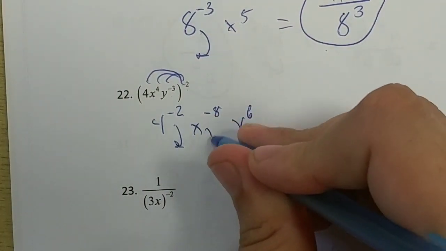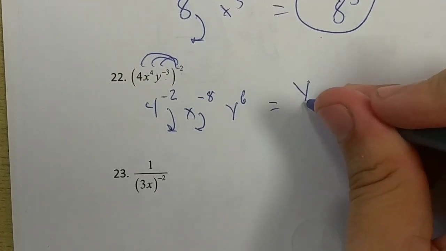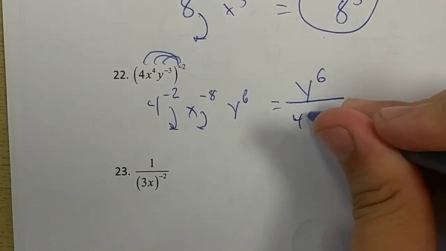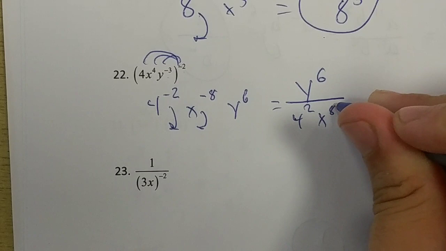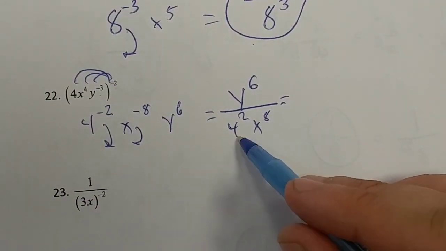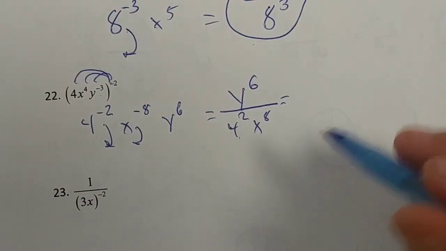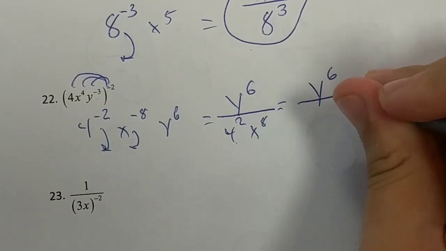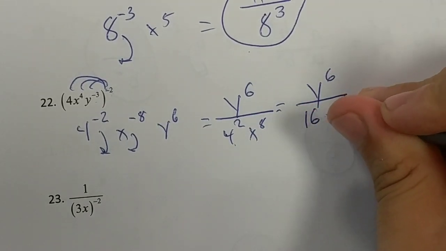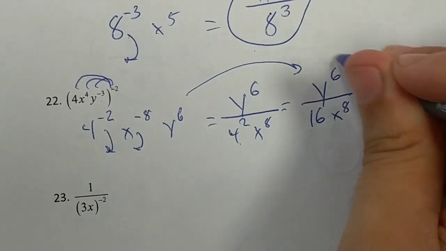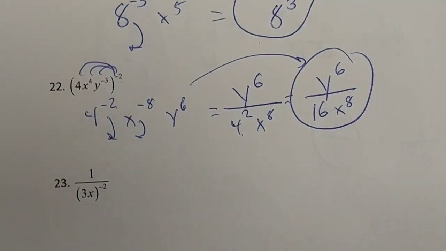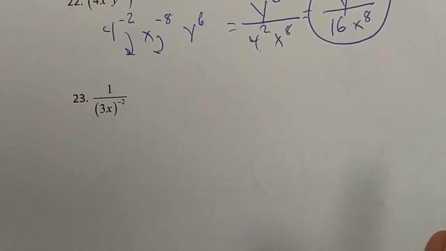Move this down and move this down. Y to the 6 on top. 4 squared, x to the 8th. And again, you don't have to write the intermediate step. Maybe you see already that y squared is 16, so you could go 16x to the 8th. You could go from here to here. But it's multiple choice, so however you get your answer.